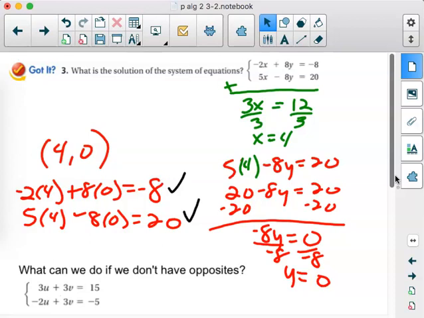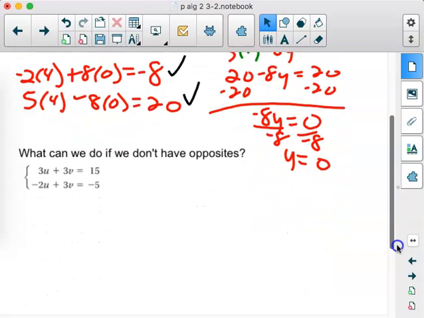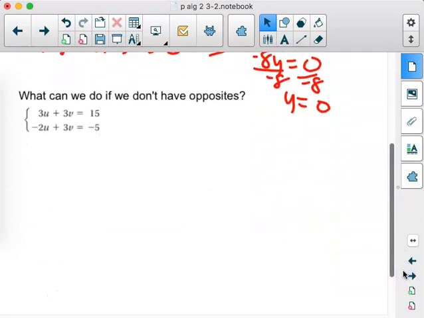Now comes trouble. What do we do if we don't have opposites? Well, there's two rules in math. The first one is there's no crying in math, and the second one is we never give up. So, start thinking. Well, I need opposites. That's not opposite, and that's not opposite.